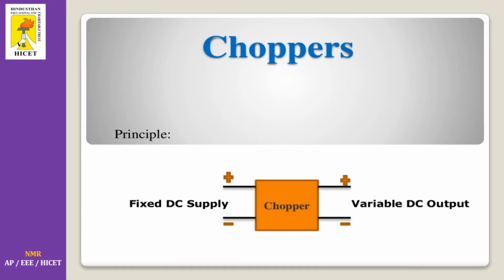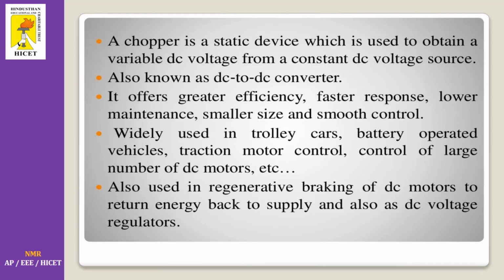Chopper principle. The basic principle of choppers is to convert the fixed DC supply into a variable DC output. That is, to convert the unregulated DC input into a regulated DC output. A chopper is a static device which is used to obtain a variable DC voltage from a constant DC voltage. So the conversion of DC to DC takes place in the chopper technique. So it is also called a DC to DC converter.